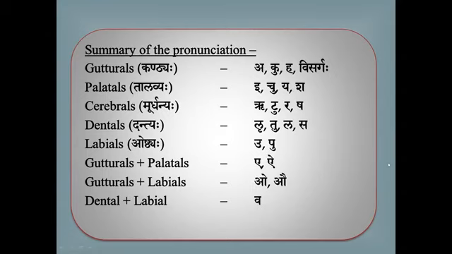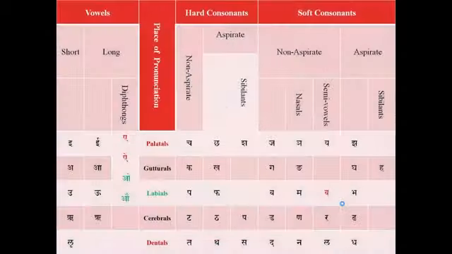Now, after this, you can see this table. It is not complicated, but you need to see carefully and understand the place of pronunciation of all the letters. They are captured in the form of this table. Okay, I will just show you one or two letters. You can see.